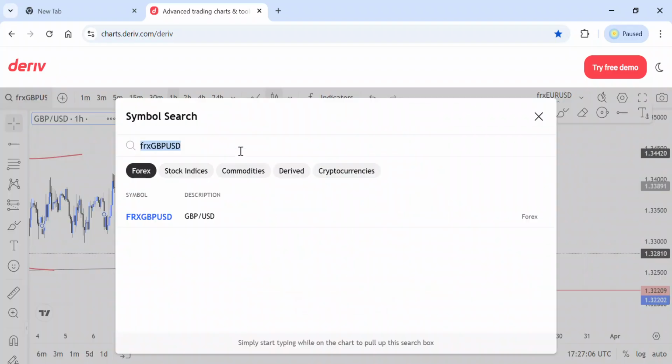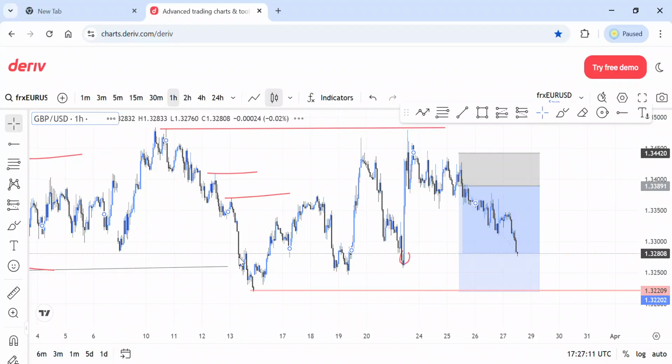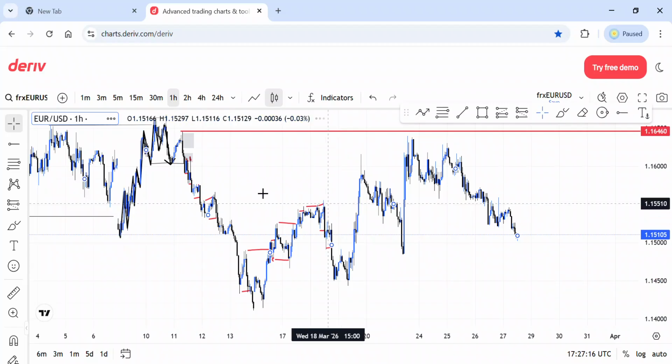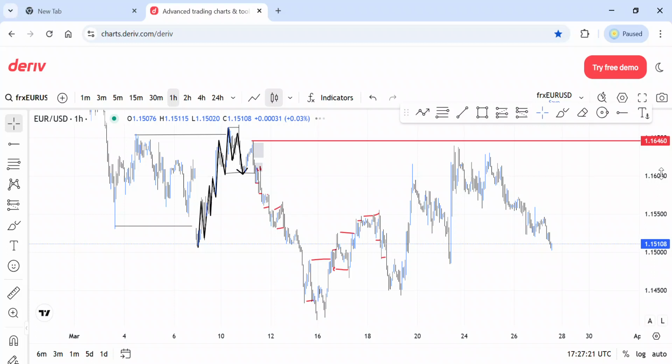So let's go to another pair. Let's see if we can make another kind of example. Let's check EUR USD. EUR USD and GBP USD move alike here, so I think we should be seeing something. I've done some kind of analysis on this chart before.